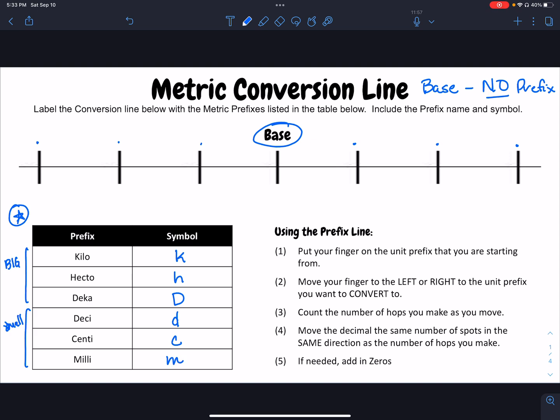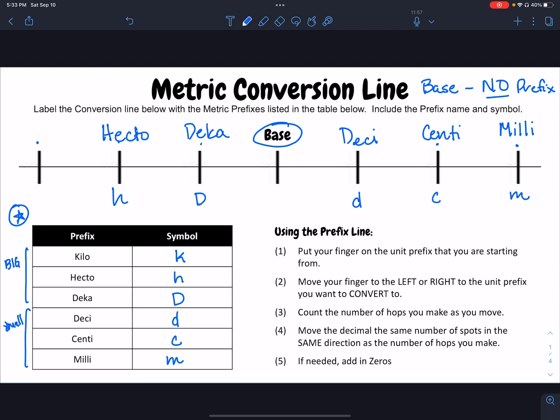If we come up to the line, if we start on the far right with our small units, this is milli's position on the far end with its lowercase m. Next to milli is centi with a lowercase c. And then we have deci with its lowercase d, and then the base. To the left of the base, we have deca with its uppercase D, hecto with a lowercase h, and then kilo with a lowercase k. So this is what a completed metric line looks like.